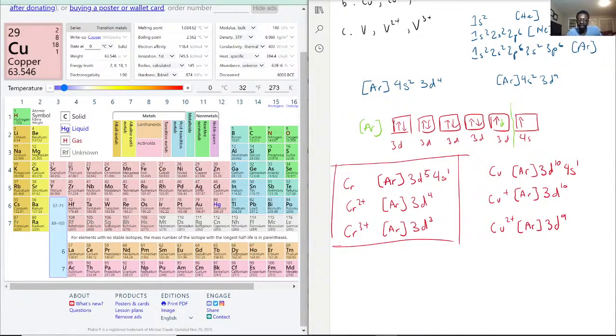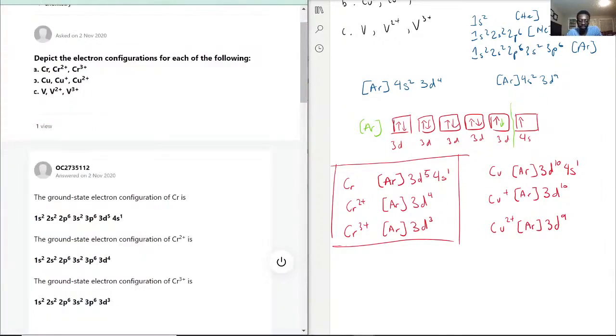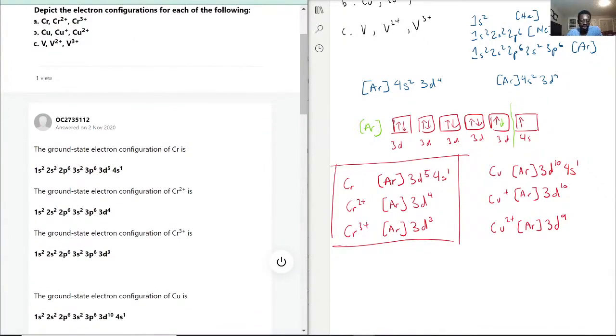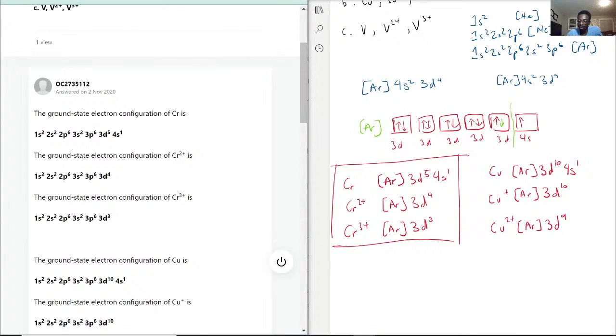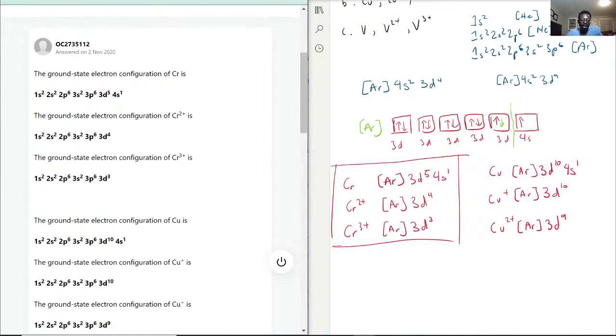Now let's see how we did there for that one. Okay, yep, 3d10 4s1, so we're on the right track. 3d10, okay. The moment of truth, 3d9. Whew, good.